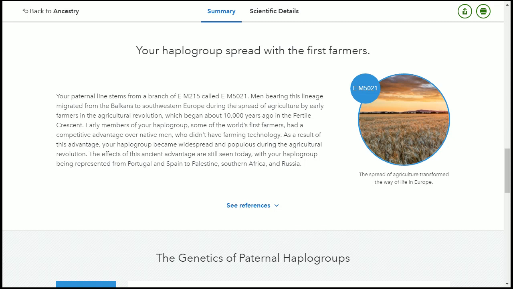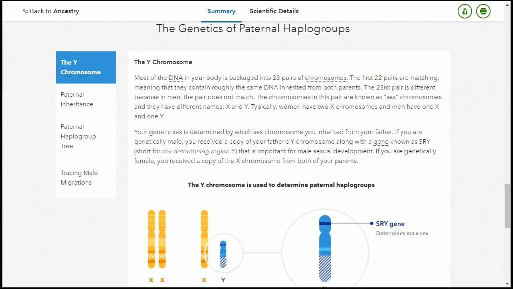Men bearing this lineage migrated from the Balkans to southwestern Europe during the spread of agriculture by early farmers 10,000 years ago. Each member of your haplogroup, some of the world's first farmers, had a competitive advantage over native men who didn't have any farming technology. As a result, your haplogroup became widespread and popular during the agricultural revolution. The effects of this ancient advantage are seen today, with the haplogroup being represented from Portugal and Spain to Palestine, Southern Africa, and Russia. Right, and that's in all the other ones too.